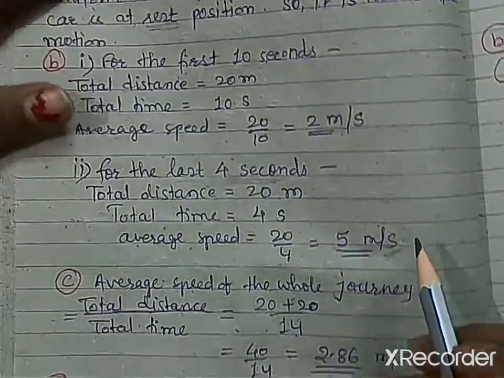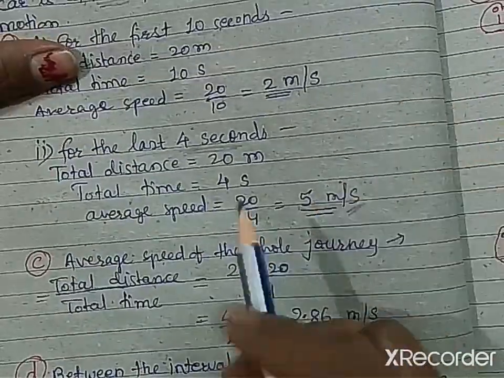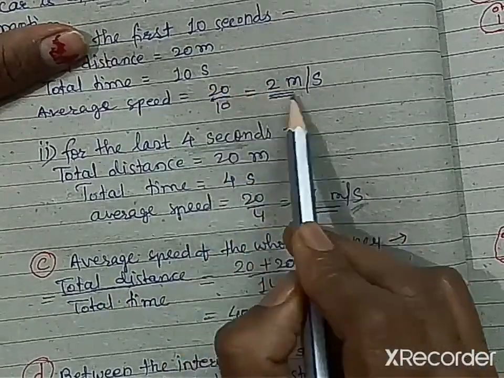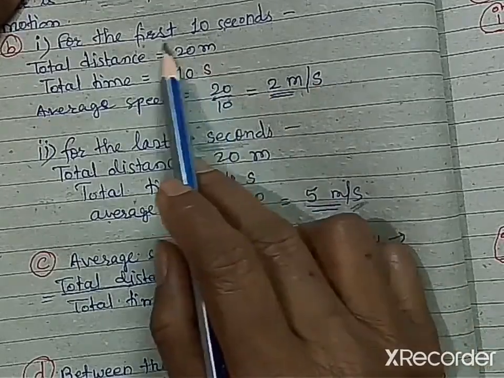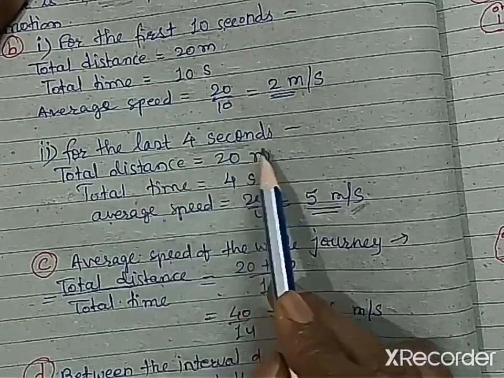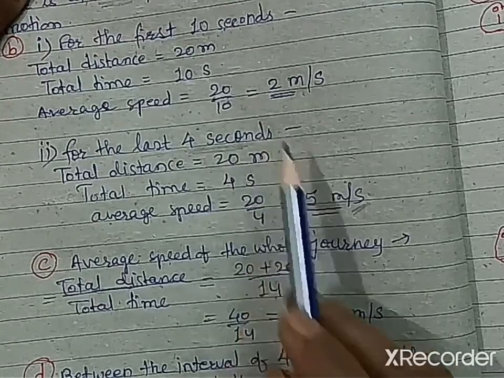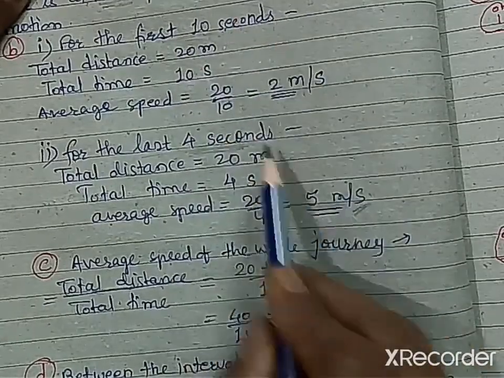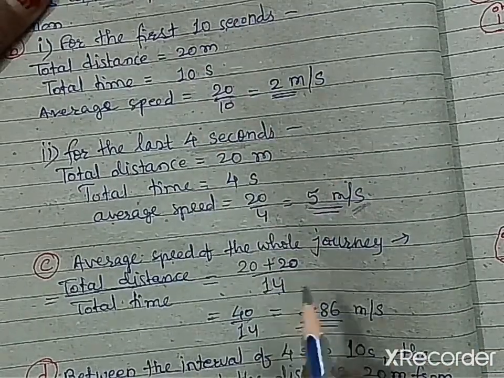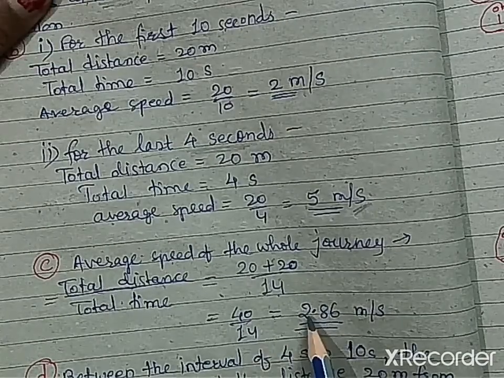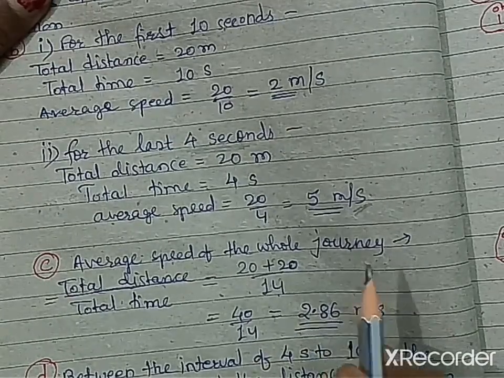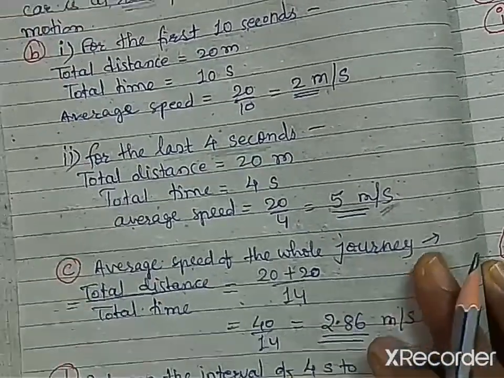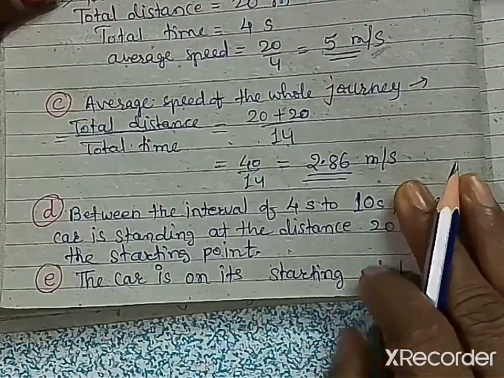Now next is the average speed of the whole journey. We have to find out the average speed of the whole journey of that car. The total distance: in the first 10 seconds it is 20 meters, and in the next 4 seconds it is 20 meters. So it is 20 plus 20, 40 meters, and the total time, the first 10 seconds and the last 4 seconds, is 14 seconds. So 40 divided by 14, 2.86 meter per second. This is the average speed of the car for the whole journey.